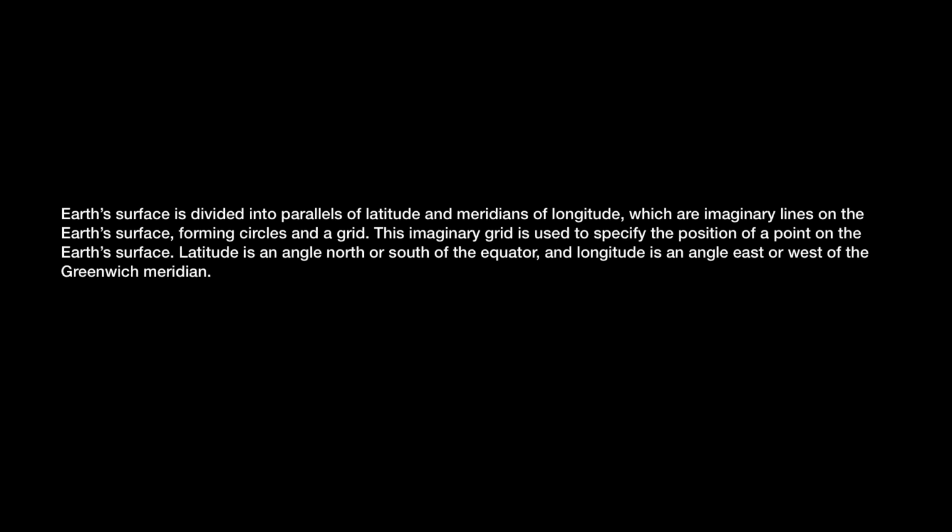Hi everyone, in this video we're going to look at latitude and longitude. The Earth's surface is divided into parallels of latitude and meridians of longitude, which are imaginary lines on the Earth's surface forming circles and a grid. This imaginary grid is used to specify the position of a point on the Earth's surface. Latitude is an angle north or south of the equator, and longitude is an angle east or west of the Greenwich meridian.